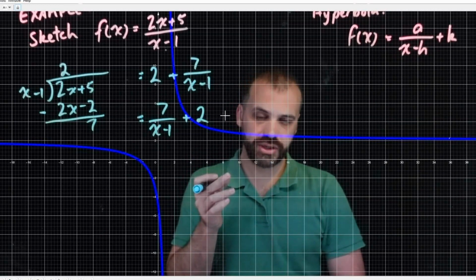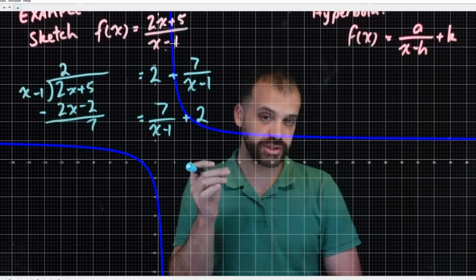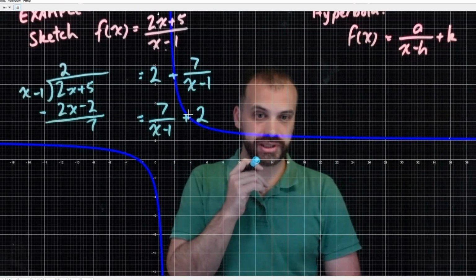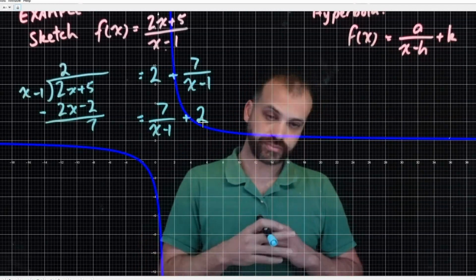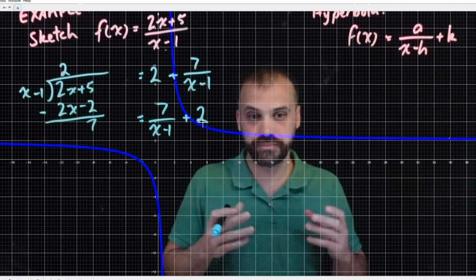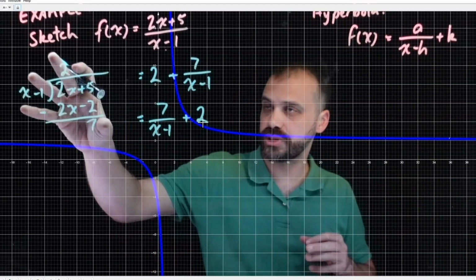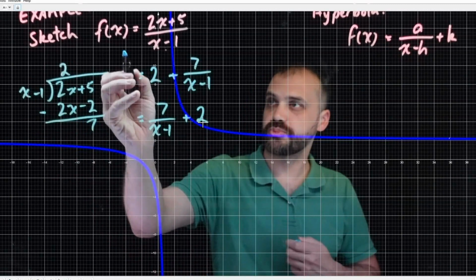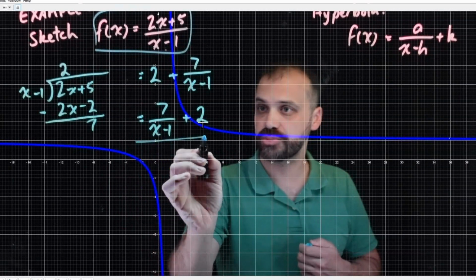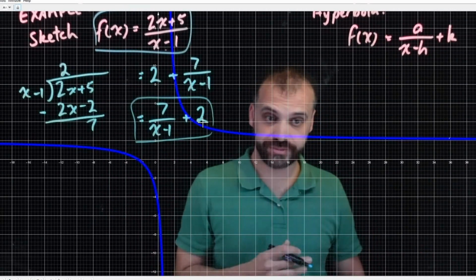Alright, so now that we know that our function, 2x plus 5 over x minus 1, is actually 7 divided by x minus 1 plus 2, we can sketch it the way that we've sketched hyperbolas before in maths methods. Alright, so the hard bit really was doing this polynomial division and expressing our rational function, not like this, but expressing it like that instead. And then we just sketch it. That's it.